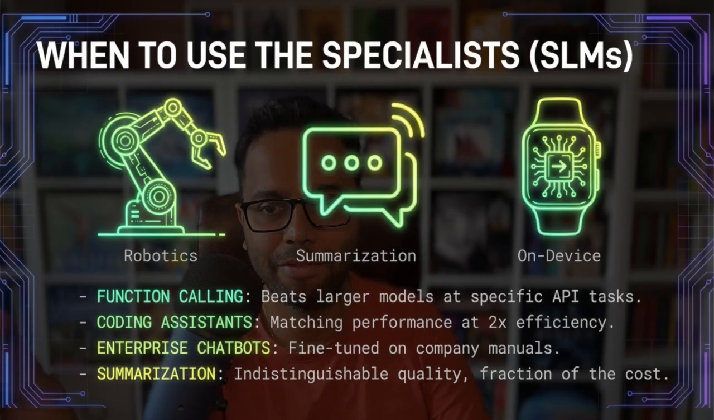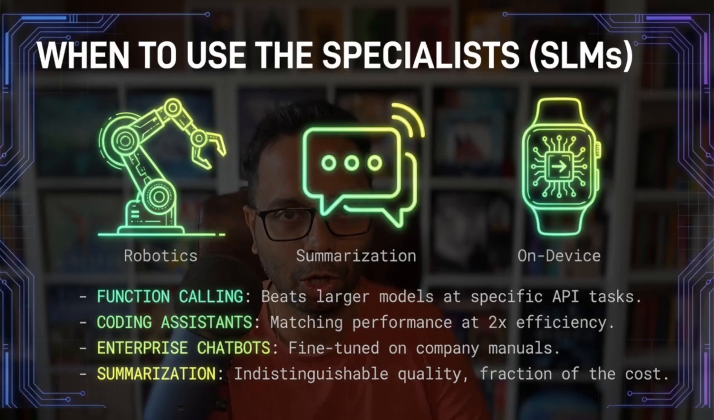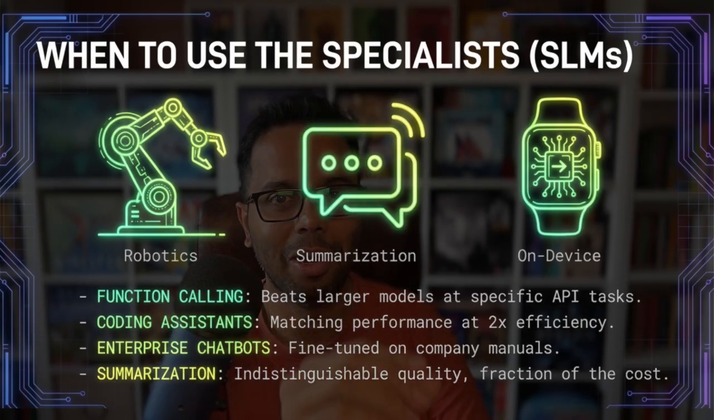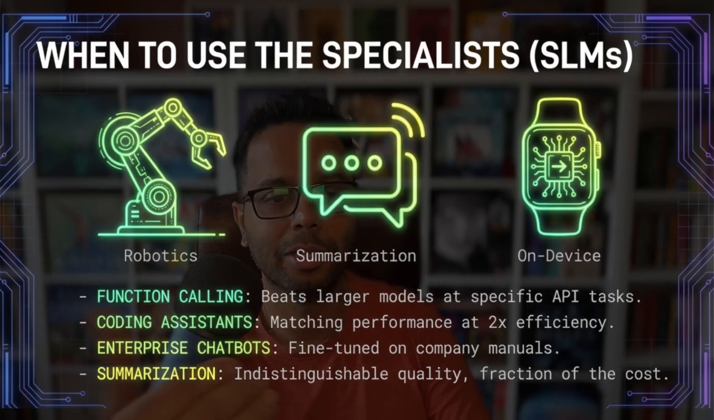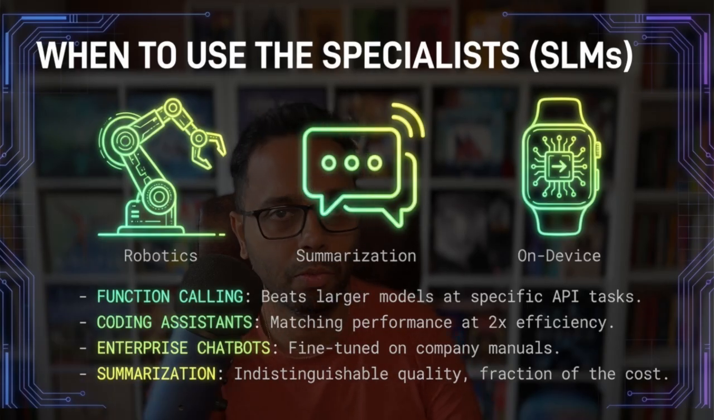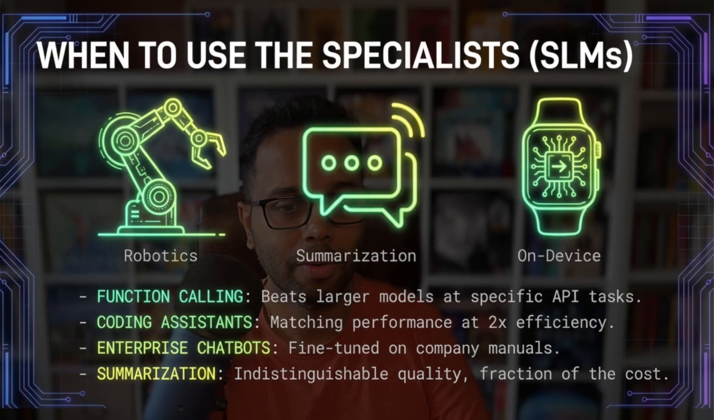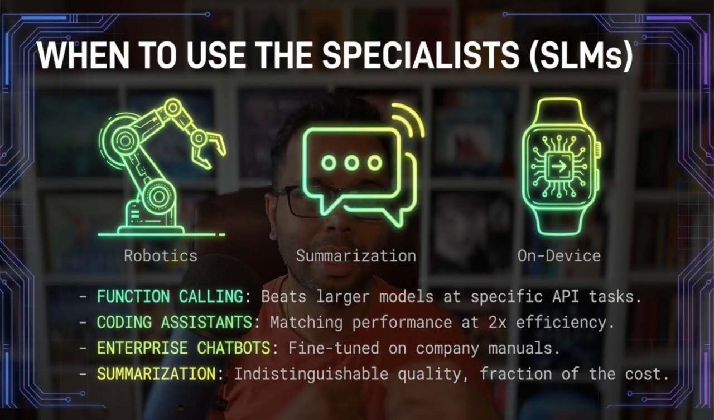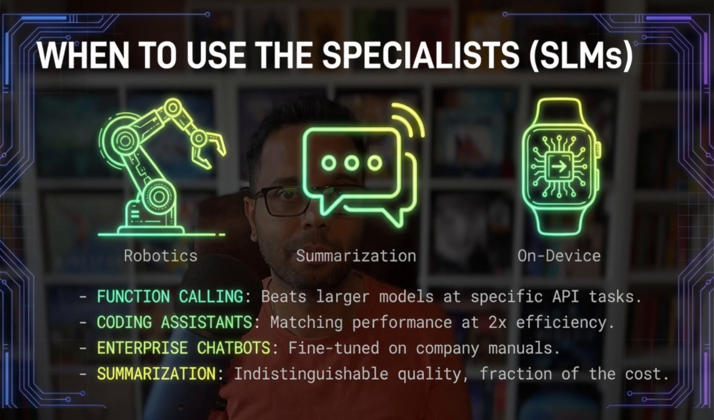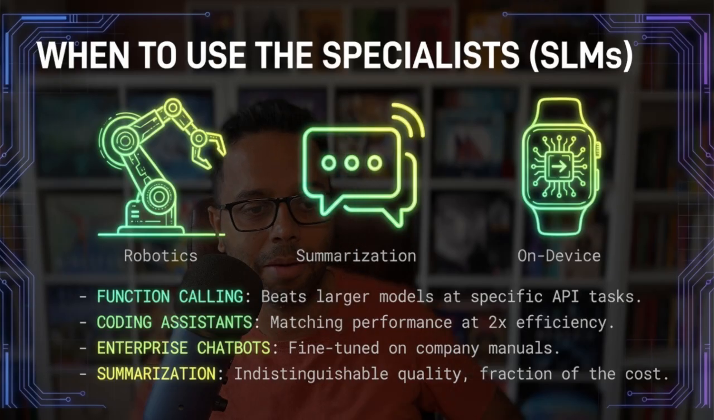so that is a perfect use case for small language models. When you want to have on-device models, let's say an Apple Watch, you want to have a small language model embedded into your smartwatch, and you want to use that language model to get better insights from your workouts or something like that. Function calling, where it beats larger models on specific API tasks, because when you have a set of functions, you don't need high reasoning models to understand which function to call. It was proven that they have done better.